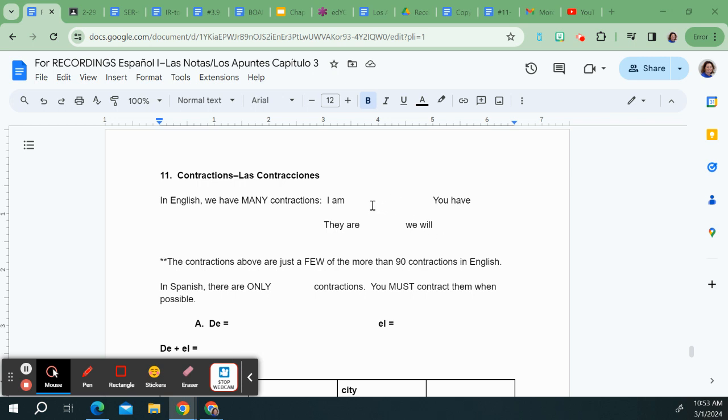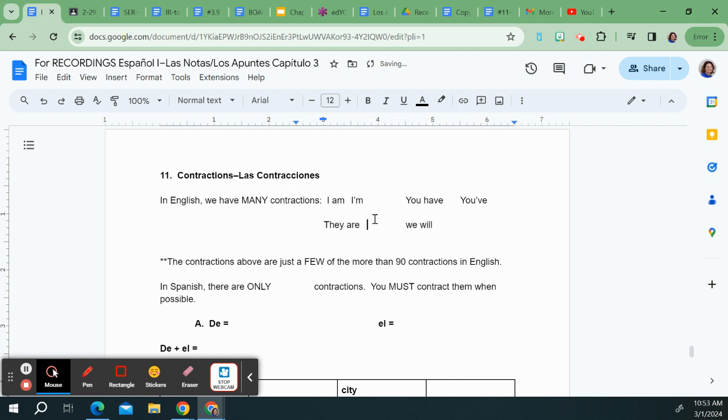Okay, today we are going to talk about contractions in Spanish. In English, we have lots of contractions. You can say I am, or you can say I'm. You can say you have, or you can say you've.